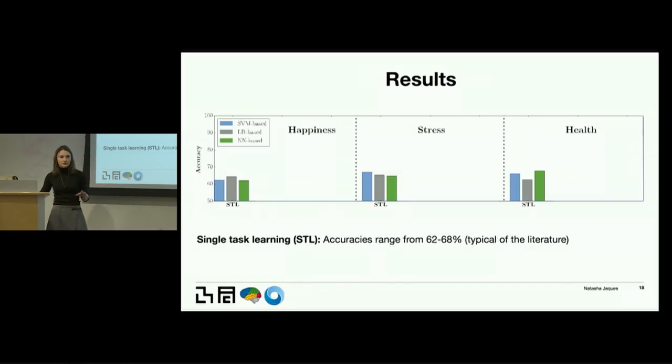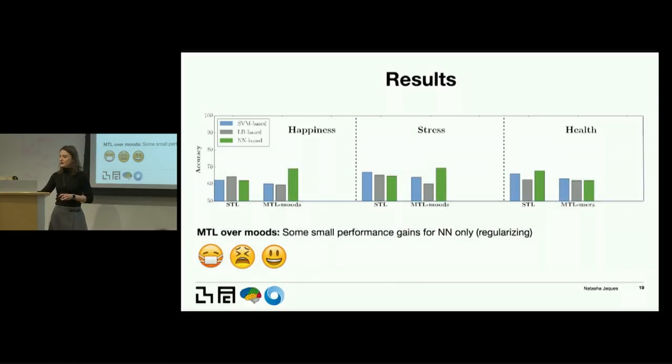The next thing we do is we test multitask learning. But where we do the multiple tasks are the different related mood outcomes. So essentially, each person is still lumped into the same classifier, but now we're trying to say predicting happiness might be similar to predicting stress. So is there any gain from just using this multitask learning approach over related tasks in general? And we see that not really. Maybe for the neural network, there's some regularizing effect, but just using these techniques doesn't get you there.